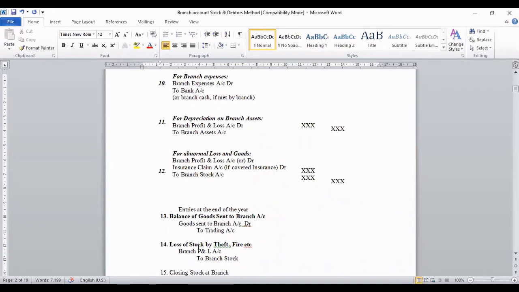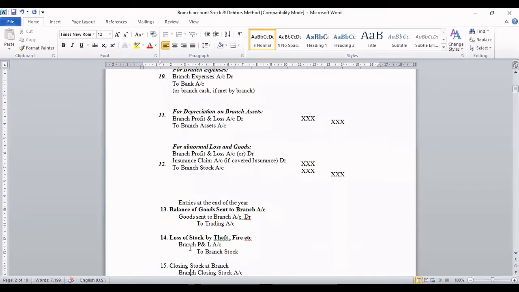Any doubt, any confusion till here? No, sir. Okay. Then the next one is loss of stock by theft, fire, etc. For that, what entry will pass? Whatever loss is there, you have to debit branch P&L account for that. And there is a loss of stock, so you have to credit branch stock for that. So the entry will be branch P&L account debit to branch stock account.